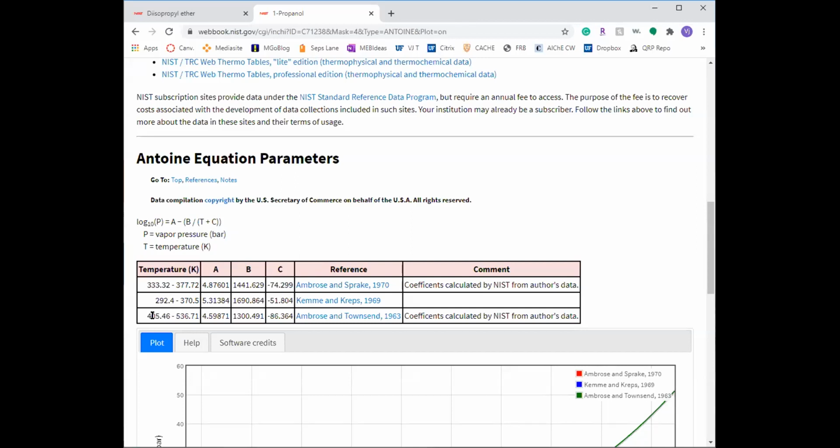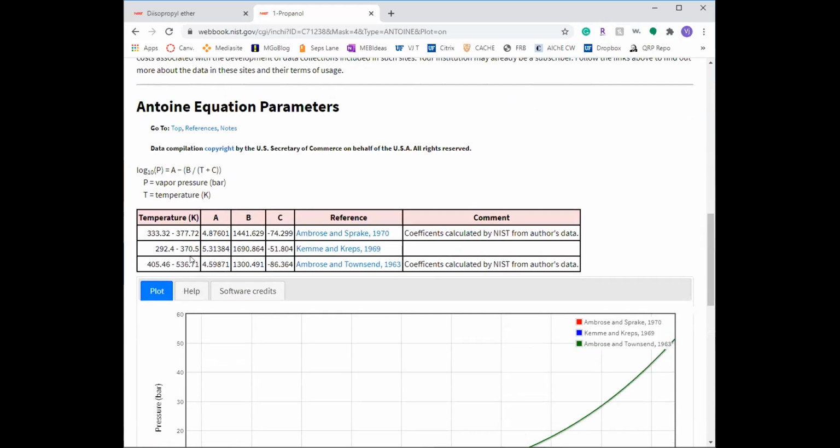The thought process here is that I know what my temperature is. So I know I'm at 303 Kelvin. So the third entry is out because this is for higher temperatures, the range of Kelvin is outside of 303 Kelvin. Now here, actually both of them are. So I have an easy decision. I have to use the middle one because that is the only one that encompasses 303 Kelvin.